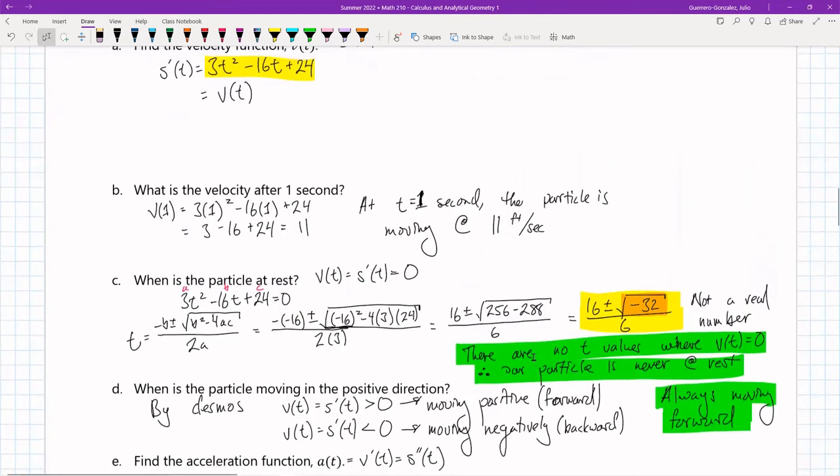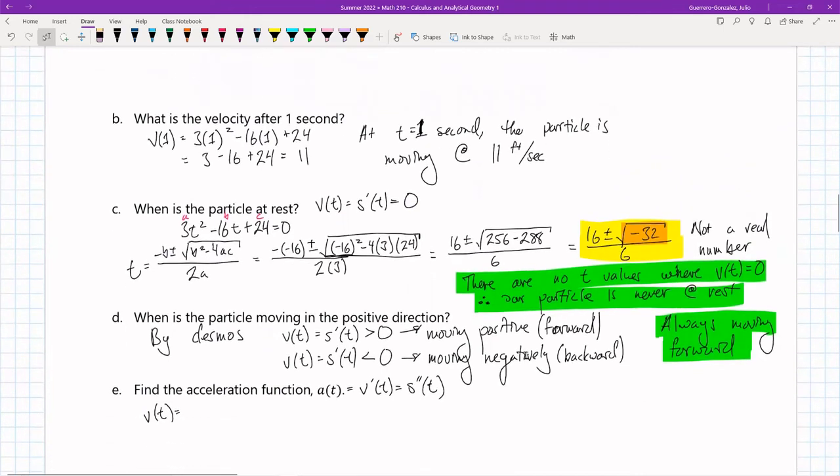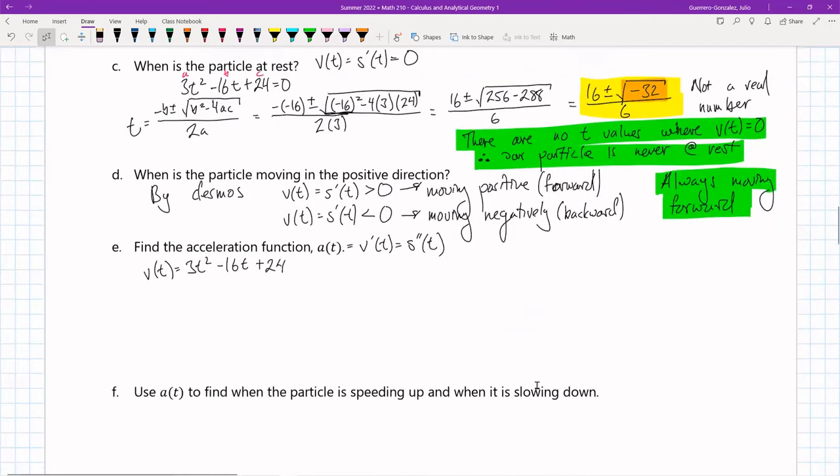3t squared minus 16t plus 24. That is our velocity function. So then v prime of t, we take the derivative of this, it's going to be 6t minus 16. And we are done. This is our acceleration function. You see how quick this is now that we know the shortcuts?